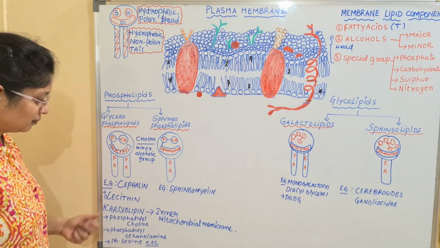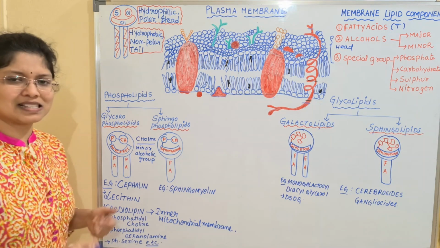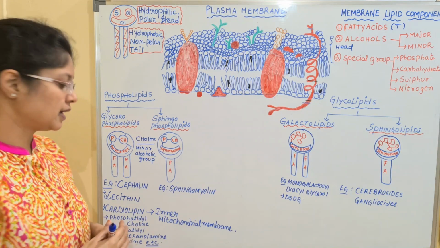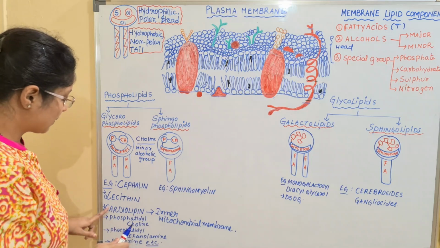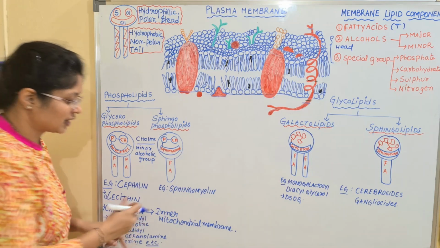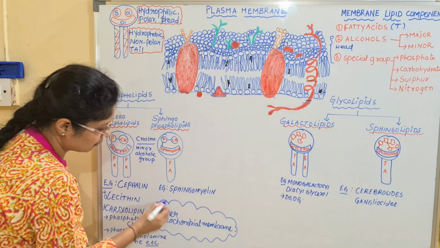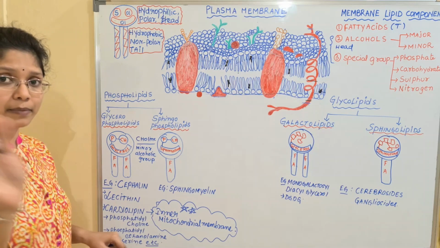The other group of compounds are commonly seen in all types of membranes. All the plasma membrane structures will have these compounds. But mainly you have to remember cardiolipin, which is very, very important. It is associated with the inner mitochondrial membrane, and it is absent in any other membrane.